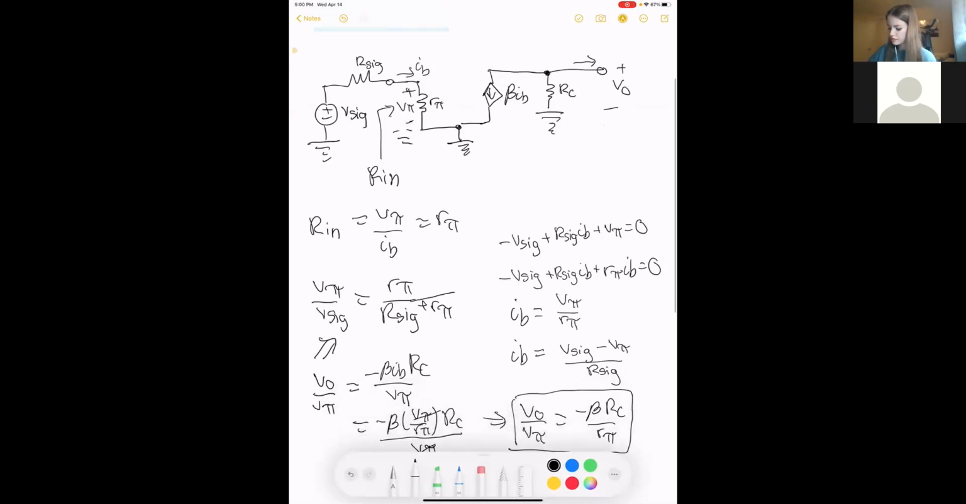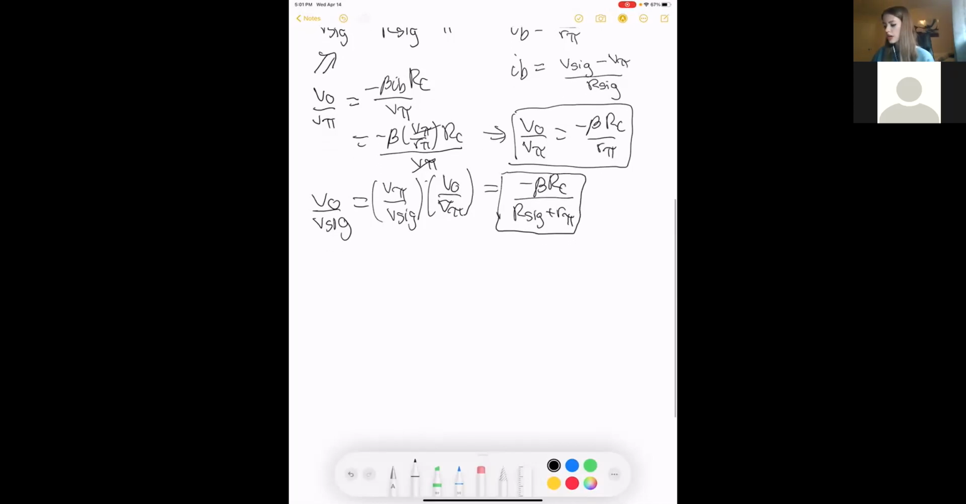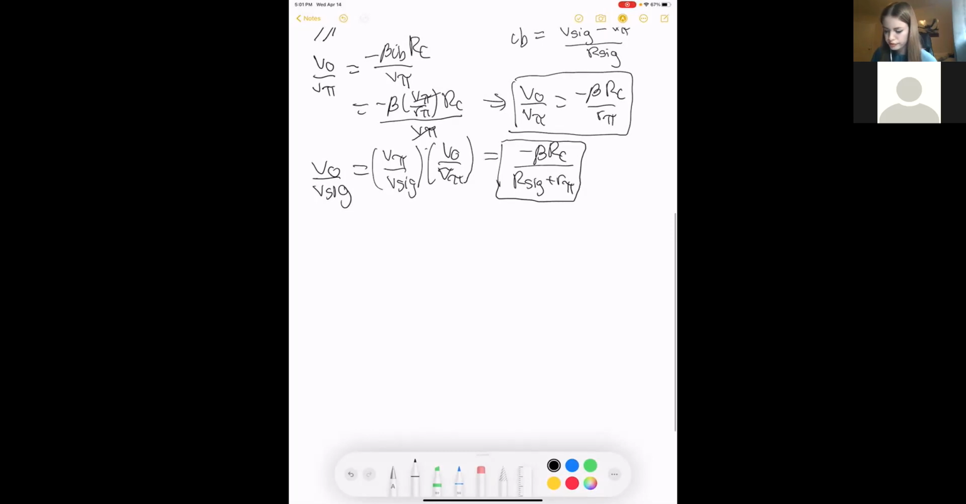Okay, let me erase this resistor I added here. Okay, that's V pi. All right, so overall, the last thing that we are finding is VO over V sig. We have all of the equations we need for this, right? We have V pi over V sig, and we have VO over V pi. From this, we get negative beta RC over R sig plus R pi. This is also what the question asks us to verify, and we find that that is true.